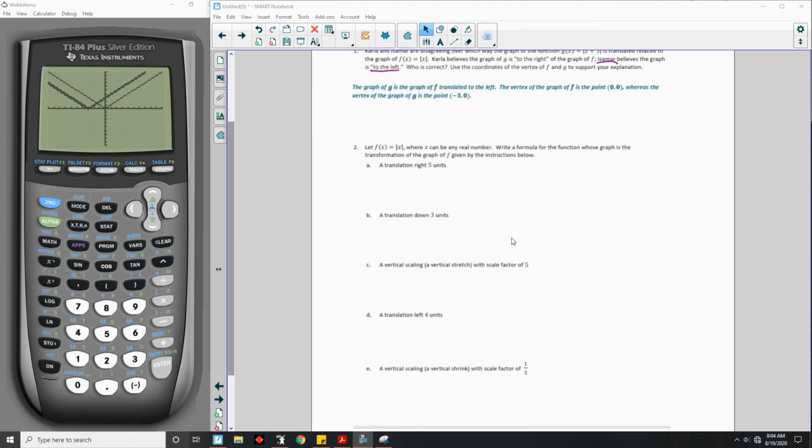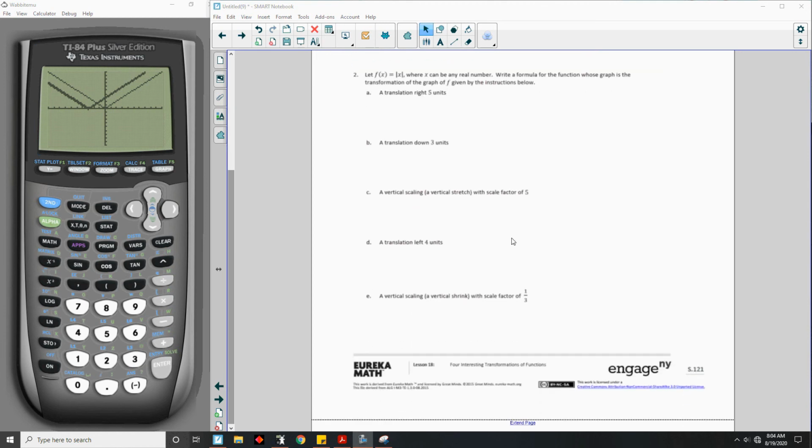Number 2, let f of x equal the absolute value of x, where x can be any real number. Write a formula for the function whose graph is a transformation of the graph of f given by the instructions below. Okay, so now they're trying to train us into figuring out what these are going to be.